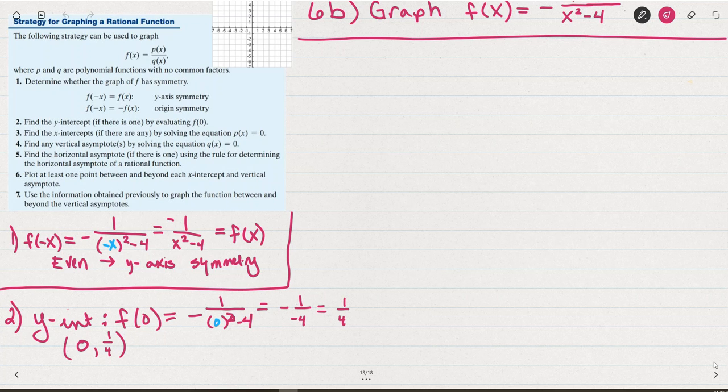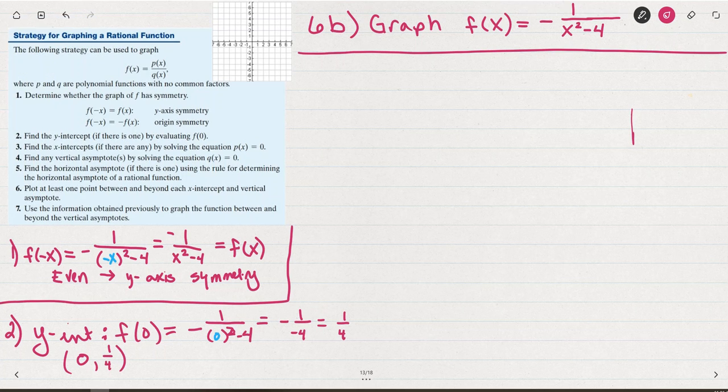To start with, let's look at this function. Oh, I'm seeing now that it's going off the screen. Let me see if I can fix that. There we have it. So we have a graph f of x equals the opposite of 1 over x squared minus 4. And let's just walk right through the different steps.